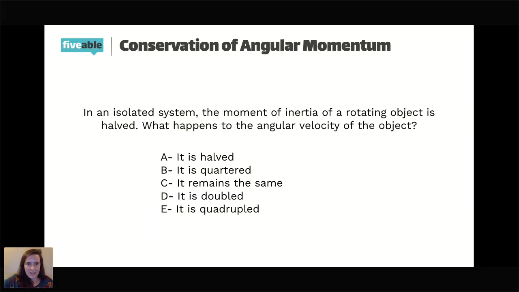It is halved. It remains the same. It is doubled. It is quadrupled. So in an isolated system, the moment of inertia of a rotating object is halved. What happens to the angular velocity of the object?